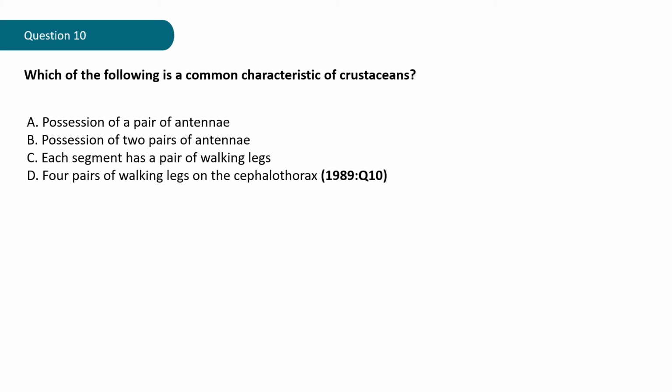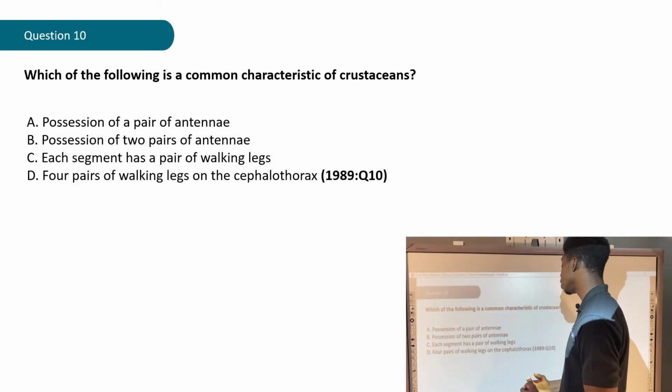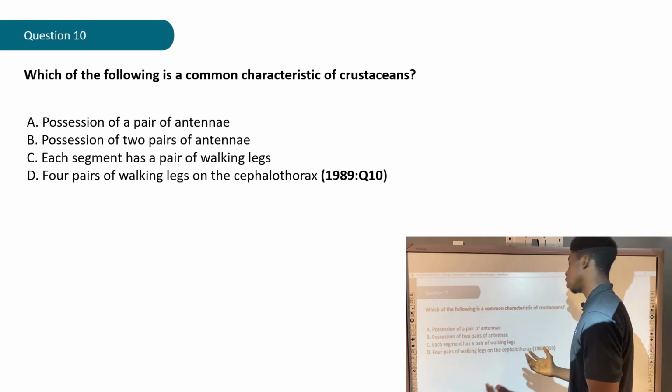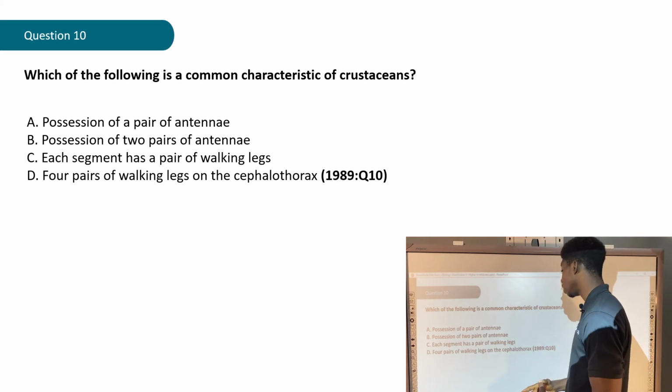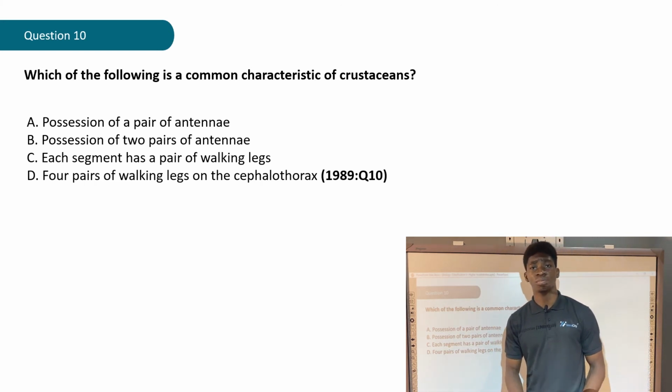Question 10. Which of the following is a common characteristic of crustaceans? A, possession of a pair of antennae. B, possession of two pairs of antennae. C, each segment has a pair of walking legs. D, 4 pairs of walking legs on the cephalothorax. That question is gotten from the year 1989, question 10. Why not give that a try?